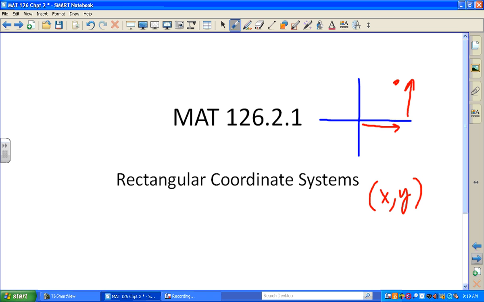So anyway, we're going to talk about the rectangular coordinate system and go through and review some things you remember from algebra. Okay? All right. Don't forget, give me when it's 5 because we're on a different schedule today. So let's get started.